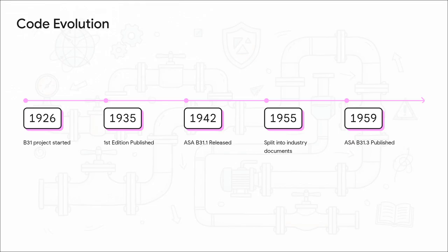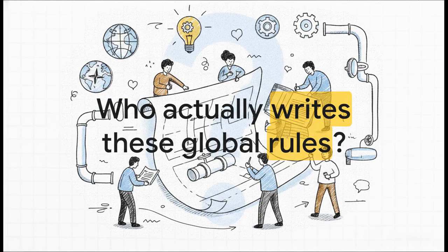But here is where it gets really fascinating. By 1955, the industry had become so complex that they realized, hey, we need to split this code up into specialized industry-specific documents. And that directly led to the publication of the famous Petroleum Refinery Piping Code, ASA B31.3 in 1959. We've seen how they evolved, but it definitely begs the question, who are the people actually sitting down today and writing these incredibly complex, globally enforced rules? Let's meet the master architects.